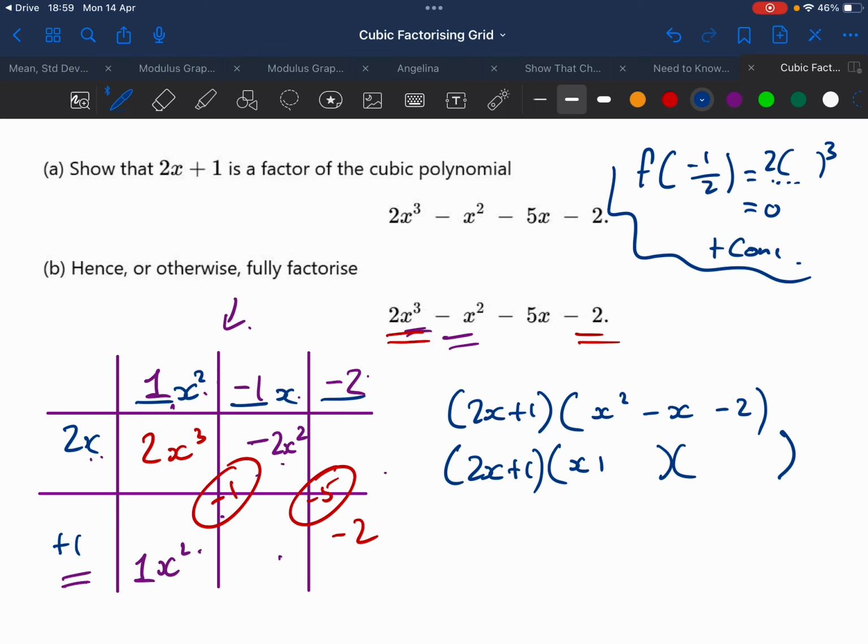Oh, I made a mistake here. An x minus 2 even, and an x plus 1. I think that's correct, isn't it? Okay, so that's how we can sort of quickly factorize our expressions.